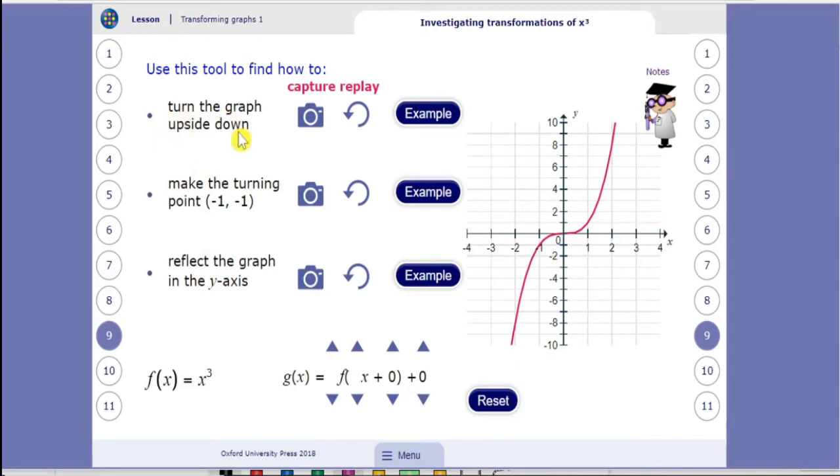It says turn the graph upside down. If I have to turn it upside down, it means I'll be reflecting in the x-axis. And if I have to reflect in the x-axis, I'll simply reverse the sign of the output. And there we are.